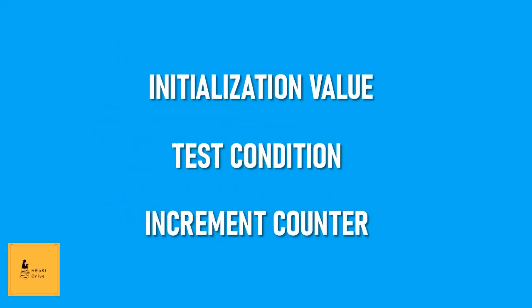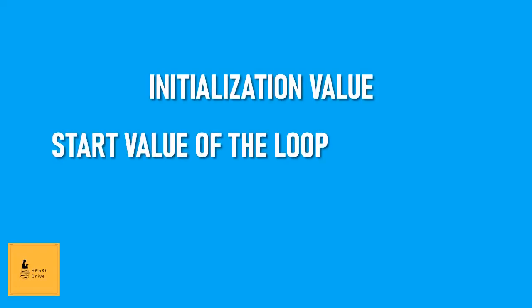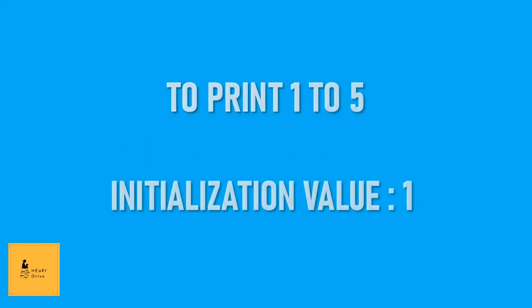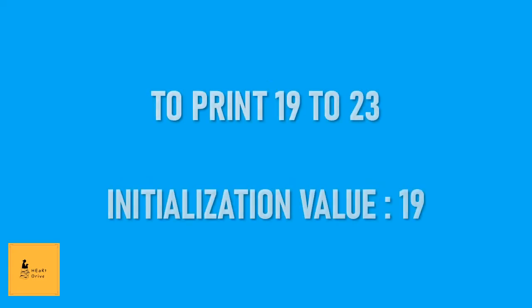Initialization value, test condition, and increment counter are the important parameters of for loop. In initialization value, the value with which the loop should be started should be given. For example, to print 1 to 5, 1 will be given as initialization value. If 19 to 23 has to be printed, 19 would be given as initialization value.